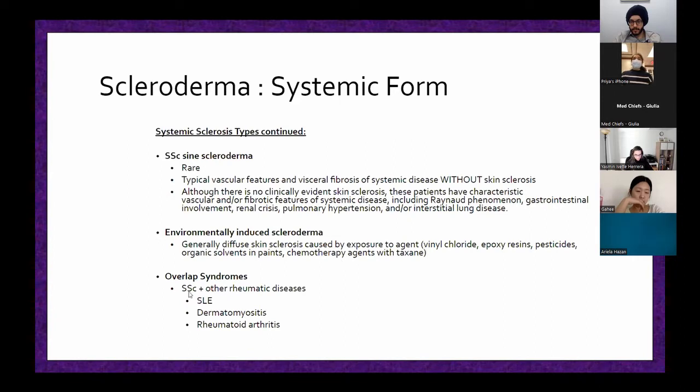And then scleroderma can be part of an overlap phenomena with other autoimmune diseases. For example, patients with lupus can have scleroderma as well. Dermatomyositis/myositis may overlap with scleroderma, rheumatoid, etc.